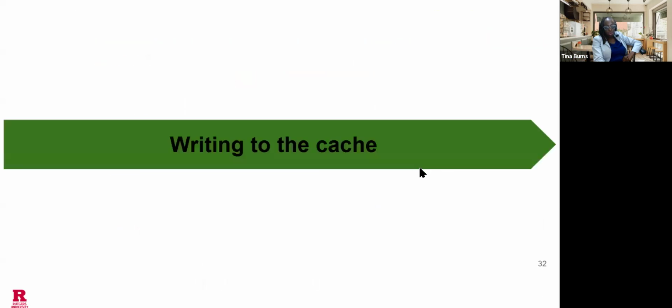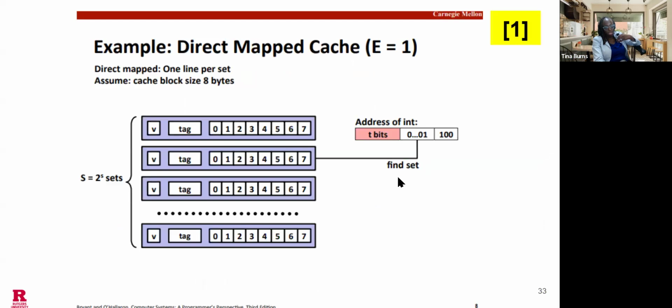So then the second question is, okay, this is how we read from the cache or how we search through it. What happens when we are trying to write to the cache, right? That's where we can really see what's happening here.